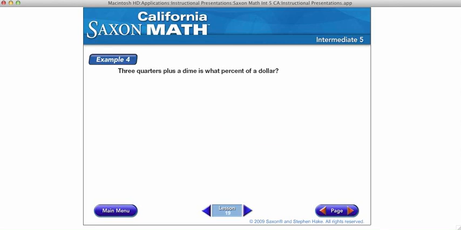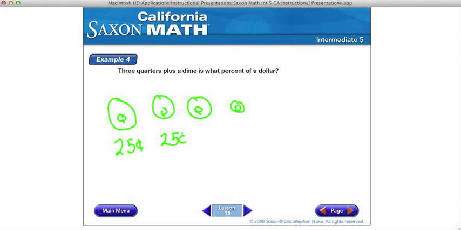Okay, 3/4 plus a dime is what percent of a dollar? Okay, well I have 1/4, 2/4, 3/4, and a dime. So I know that I have 25 cents, 25 cents, 25 cents, and 10 cents. So 25, 50, 75, 85 cents, 85 cents. Now I know that 100% equals 100 cents, so 85 cents equals 85%.